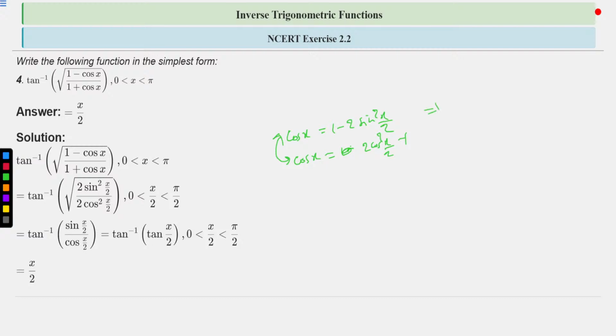Clear? So from here, 1 minus cos x will become 2 sin square x by 2, right? And 1 plus cos x will become 2 cos square x by 2, isn't it? Now in the place of 1 minus cos x we will write 2 sin square x by 2, and in the place of 1 plus cos x we will write 2 cos square x by 2, right? Now this 2 and this 2 will cancel out, so we are left with sin x by 2 upon cos x by 2, and sin x by 2 upon cos x by 2 will be tan x by 2, right?